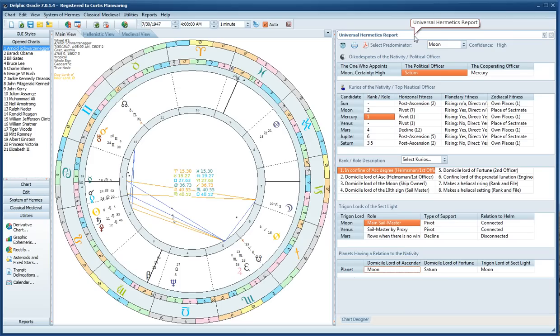So we take first the domicile, or if you want to switch that around, there is an option in Delphic Oracle to change that, where we take either the domicile lord or the confine lord of the predominator to represent the lord of nativity. Well, this is one of the lords. It basically represents what the ship is for. And in this case, one of the significations we get here is Saturn, and the other one is Mercury.